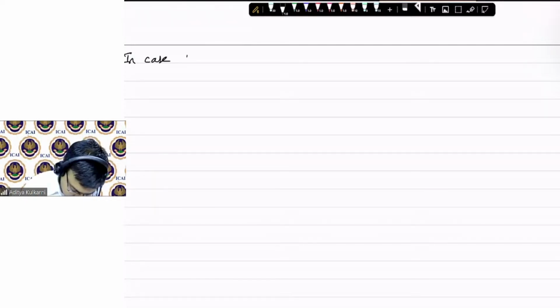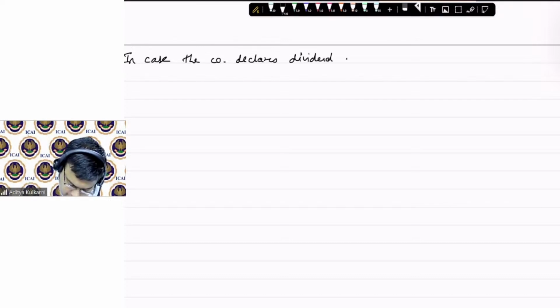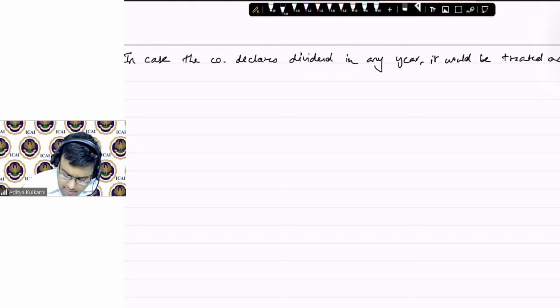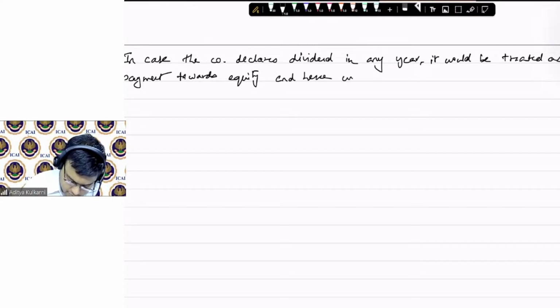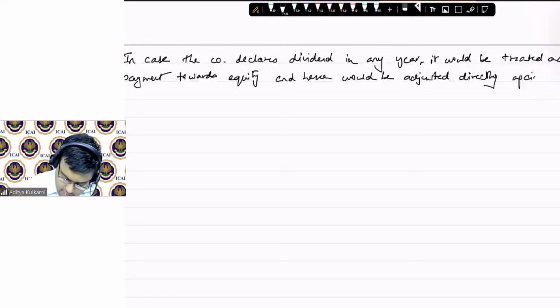In case the company declares dividend in any year, comma, it would be treated as payment towards equity and hence would be adjusted directly against other equity, not other equity, retained earnings.